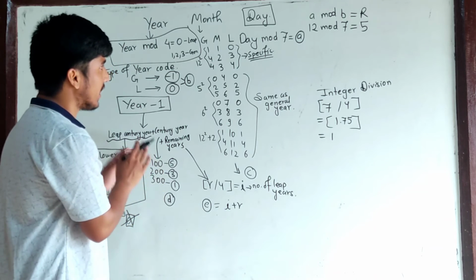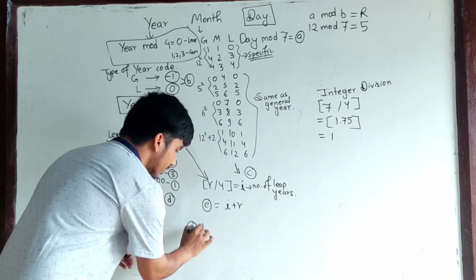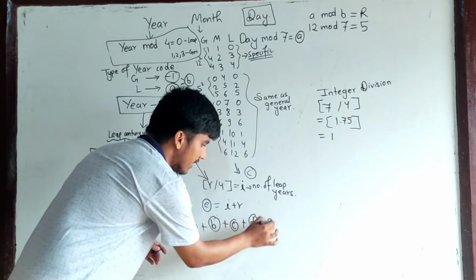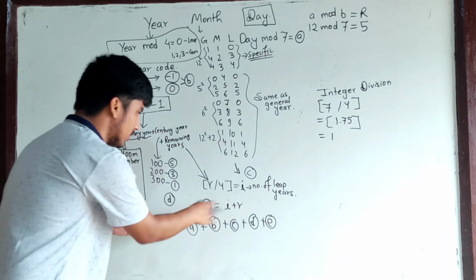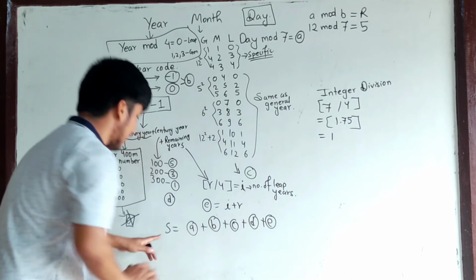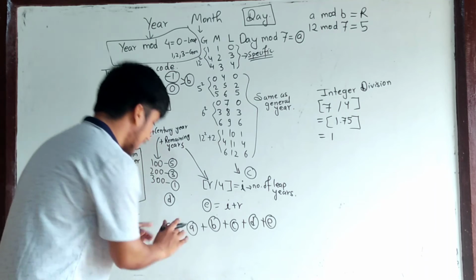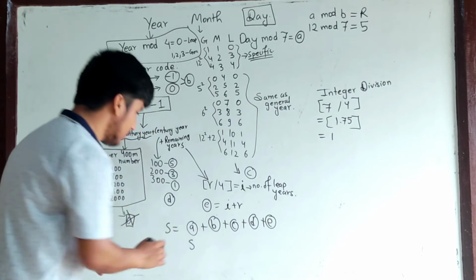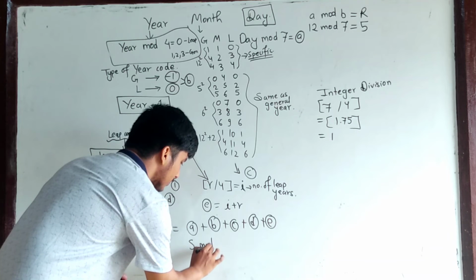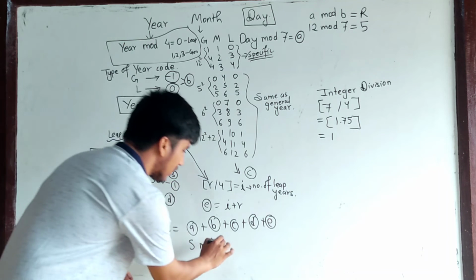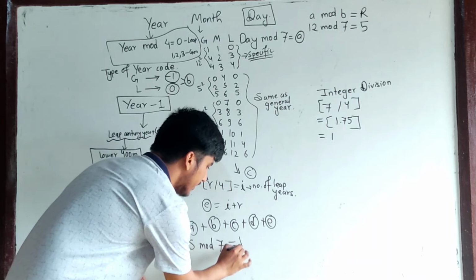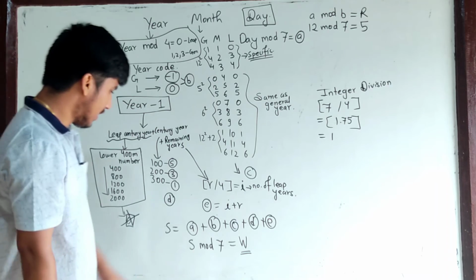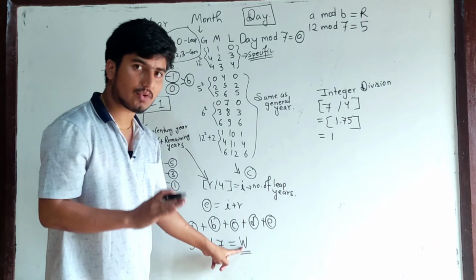Then the next step, we are about in the final steps of finding the day of the week. We add the code A, the code B, C, D, and E, and whatever the sum we will have, let's assign that to S. And the final step, we will perform modular division again, S mod 7, and whatever the remainder we will have will tell us the day of the week. And this W can have a value from 0 to 6.